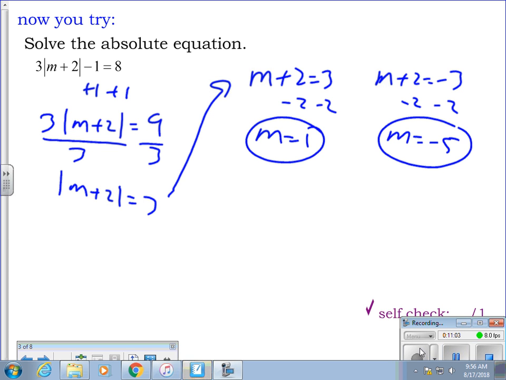1 plus 2 is 3. 3 absolute value, that's 3. 3 times 3 is 9. Minus 1 is 8. Negative 5 plus 2 is negative 3. Absolute value, that's 3. 3 times 3 is 9. Minus 1 is 8. They're both good.